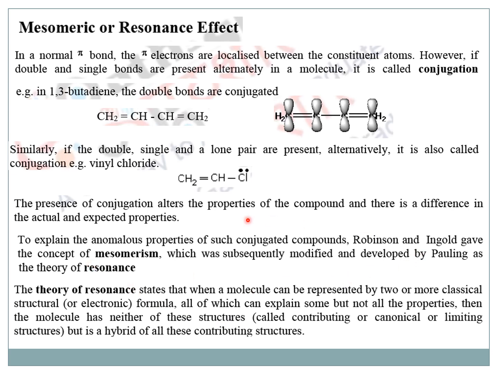And these properties were explained by Robinson and Ingold, who gave the concept of mesomerism, which was modified and developed by Pauling as the theory of resonance.